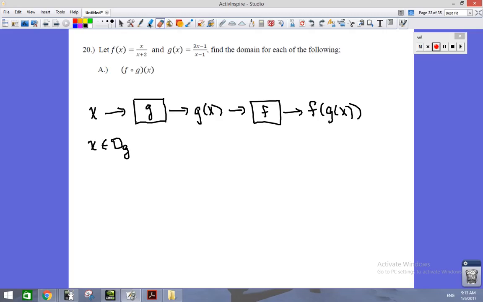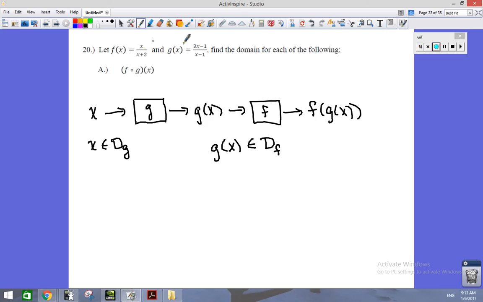Well, G of X is the input into this function. So the output of G, and we give it this name G of X, has to be in the domain of F, or otherwise it won't go through this function. You won't produce an output. Okay? So both of these functions, G and F, are rational functions.